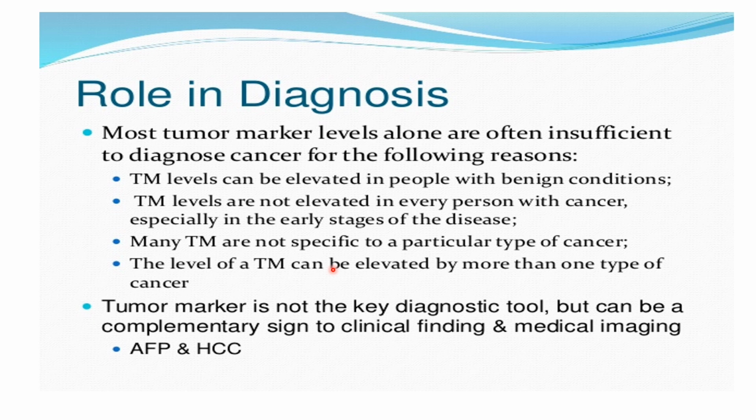Many tumor markers are not specific to a particular type of cancer. This is again a very important reason. So how can you diagnose a tumor only on the basis of the tumor marker, that this could be the tumor? The level of a tumor marker can be elevated by more than one type of cancer. Again, this is also a serious problem. So always remember this point: the tumor marker is not the key diagnostic tool, but can be a complementary sign to the clinical findings and medical imaging. Examples are the alpha-fetoprotein and the human chorionic gonadotropin, beta-HCG hormone.